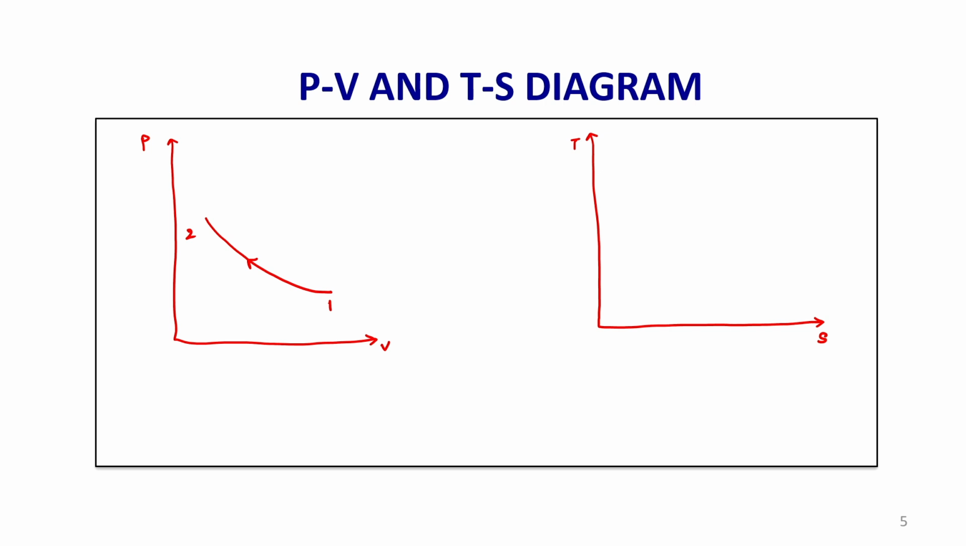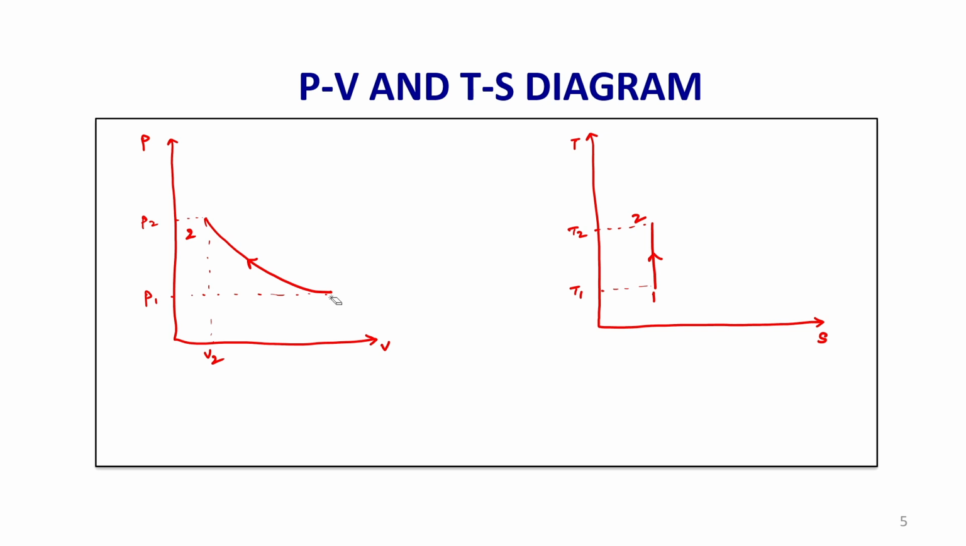How to represent an isentropic compression on a TS diagram? Isentropic means reversible adiabatic process, entropy is constant. So this is the increase in temperature from T1 to T2 and pressure increases from P1 to P2. This is P1 and this is the volume V2 after compression.